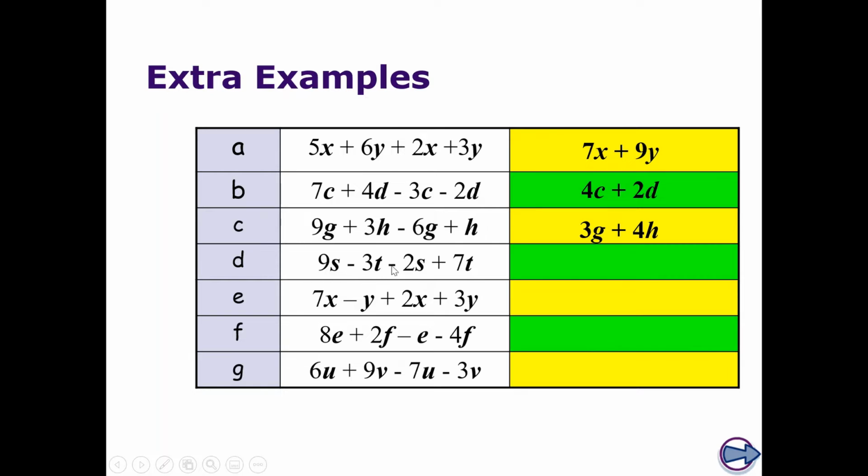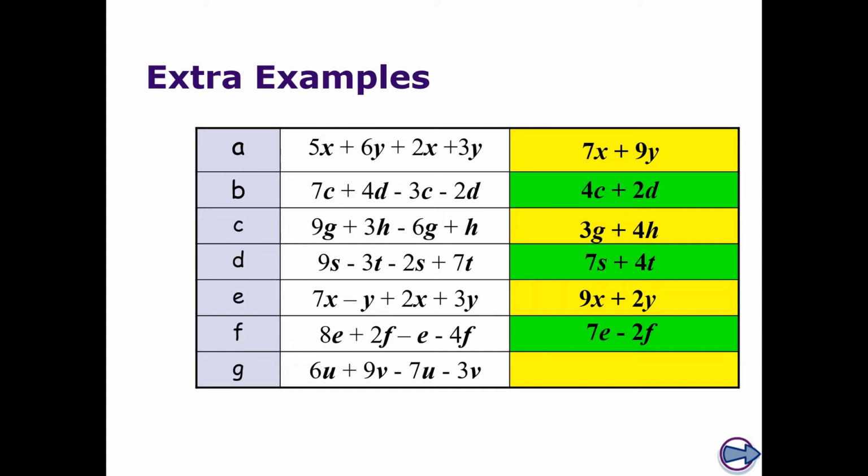9s subtract 2s minus 3t plus 7t. So you really need to be careful with your negative numbers and integers here. 7x plus 2x, and you've got minus 1y plus 3y to get 9x plus 2y. 8e subtract e, 2f subtract 4f to get 7e minus 2f.